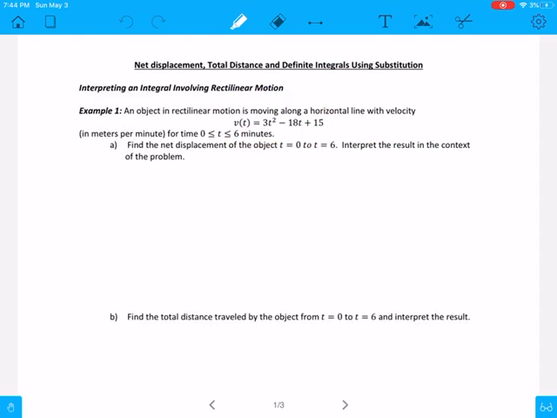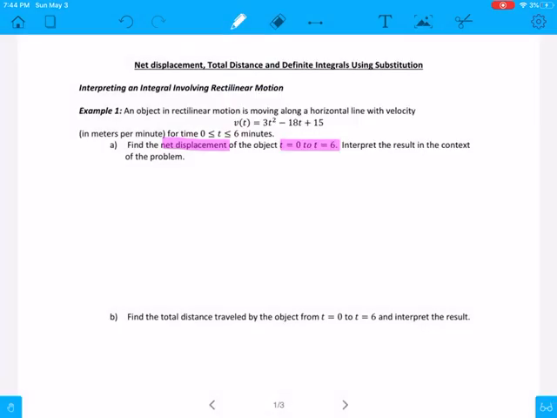Okay? Net displacement. So net displacement is just positives and negatives, and then we see how far away we are, right? We don't have to see the total distance that happened. It's just how far away we are from the start. So we want the net displacement from 0 to 6, and then interpret the result in the context, okay? So our net displacement, if it's ever asked for displacement, we literally just find the integral.